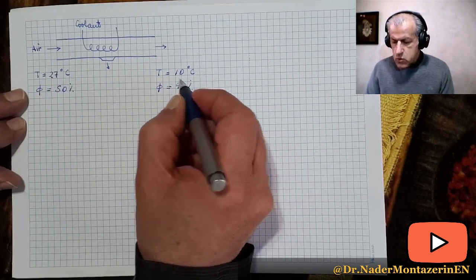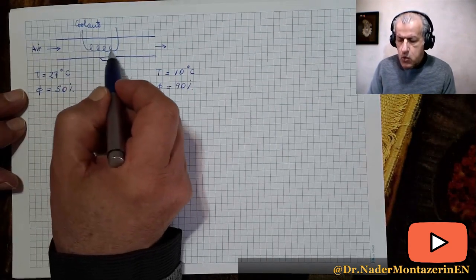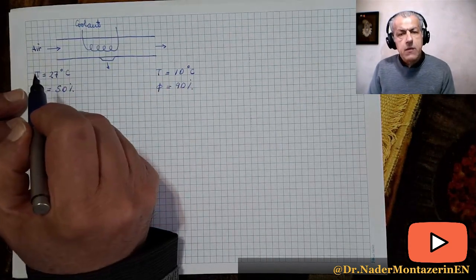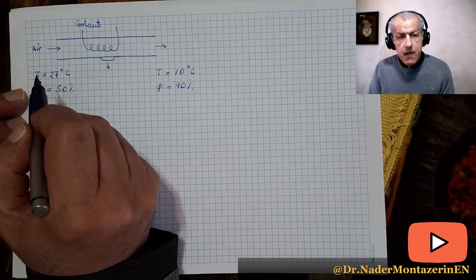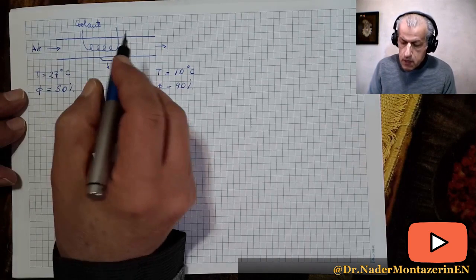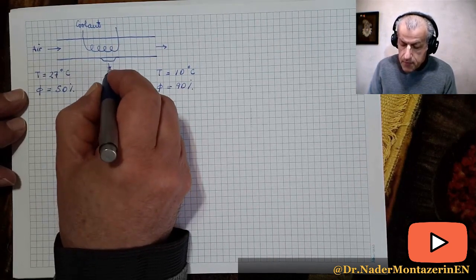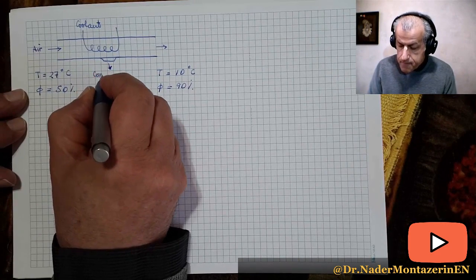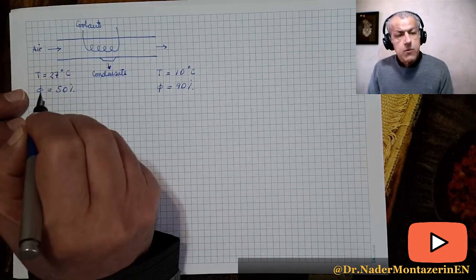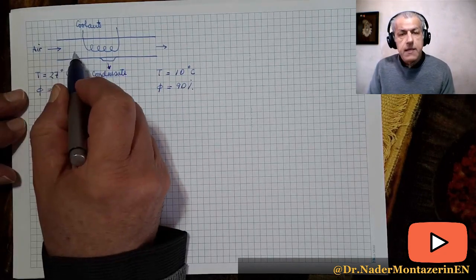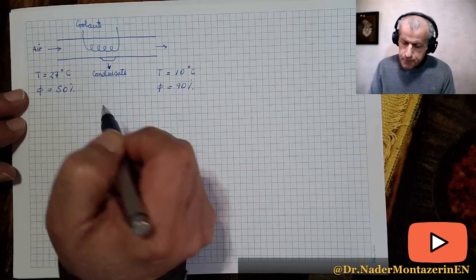And what happens to cool this air is that you have a coolant coil that goes into this air, cools it down, and it also gets some condensate out. So some of the water inside the air could condensate and come out.